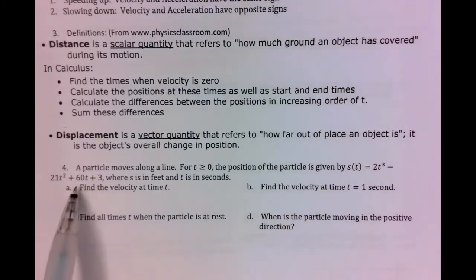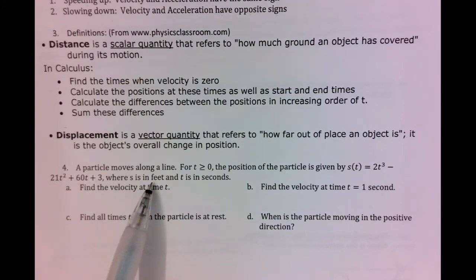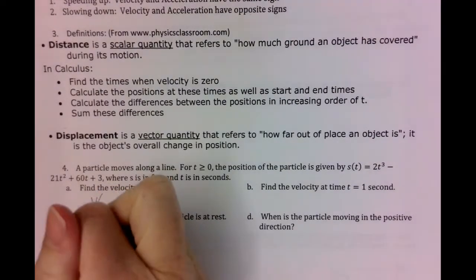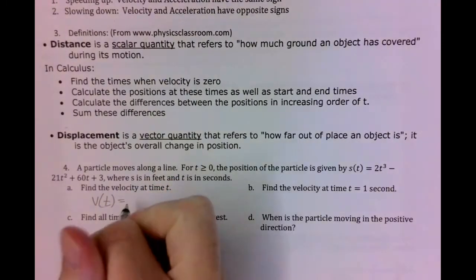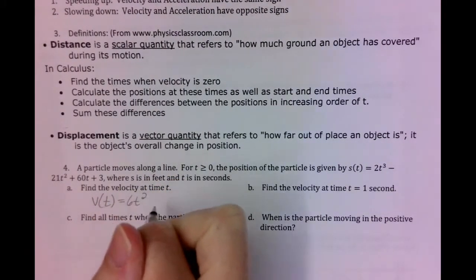S is going to be measured in feet, t is going to be measured in seconds. First thing we're going to do when we analyze motion is we analyze the velocity, because velocity tells me not only how fast I am traveling, it is the rate of change of the position function, but also its direction, and that will matter on many occasions. Velocity, straight out using the derivative, would be 6t squared minus 42t plus 60.